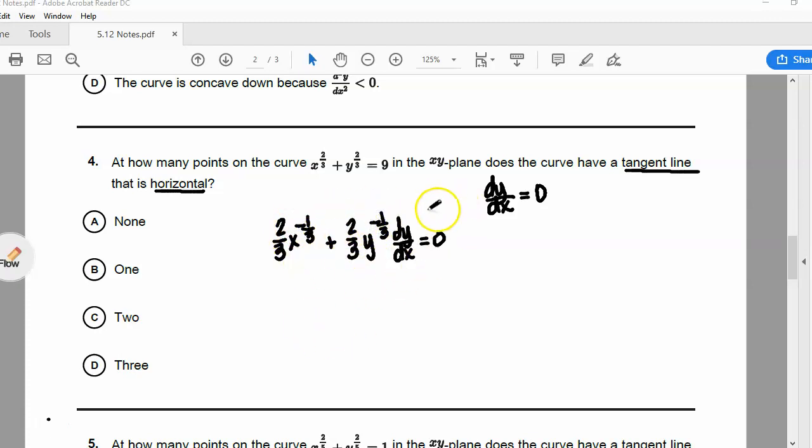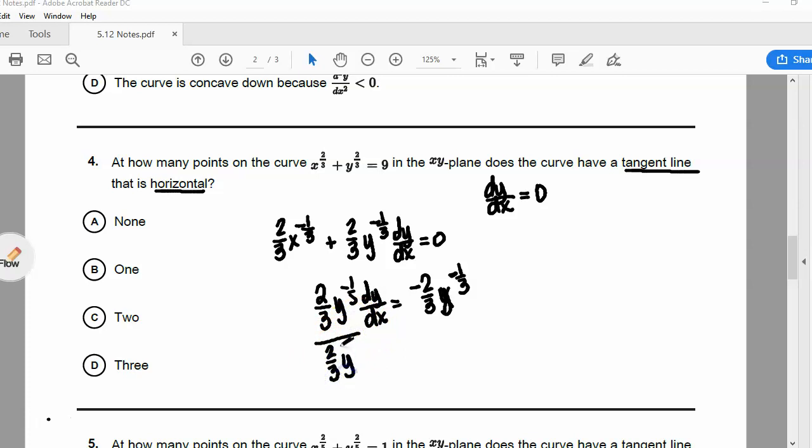I would move that 2/3 over to the other side. 2/3 y to the negative 1/3 dy dx would equal negative 2/3 y to the x to the negative 1/3. I would divide both sides by 2/3 y to the negative 1/3.